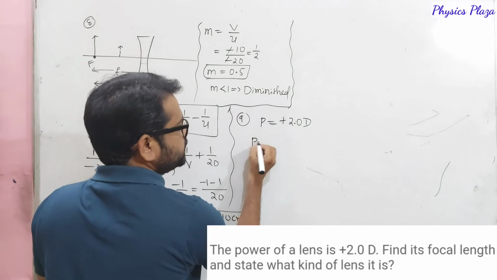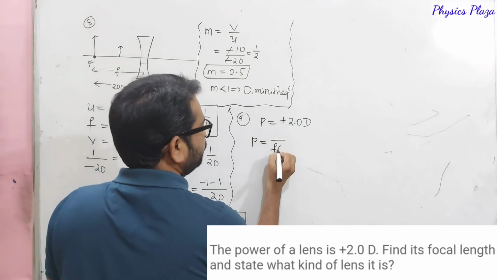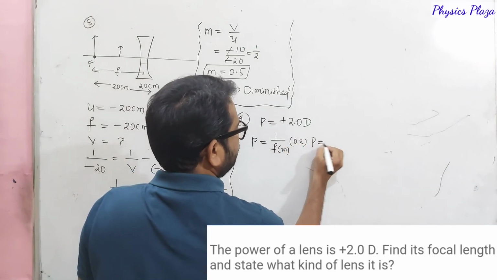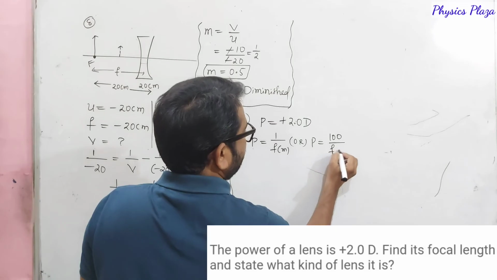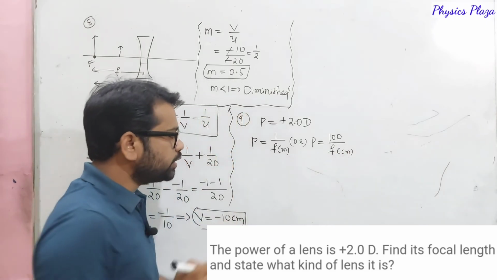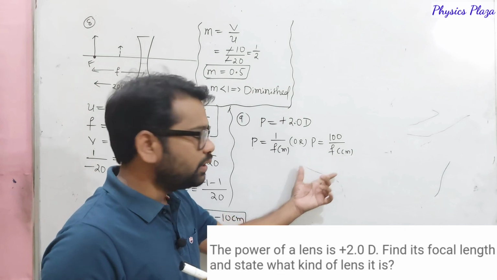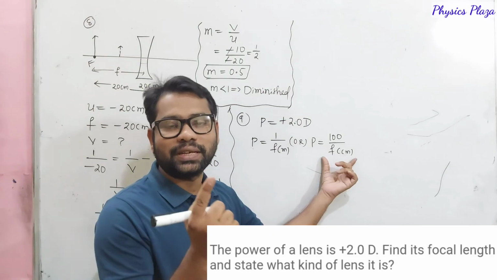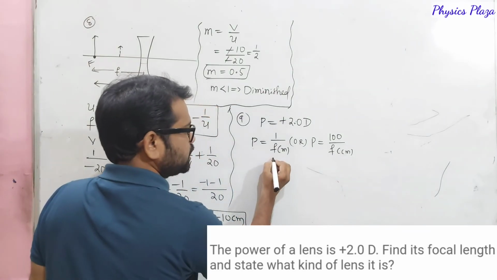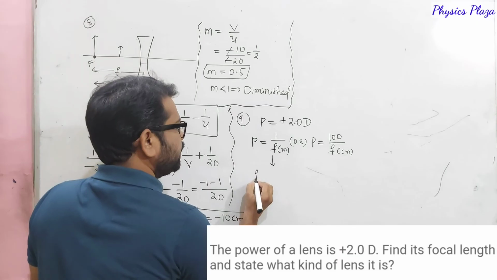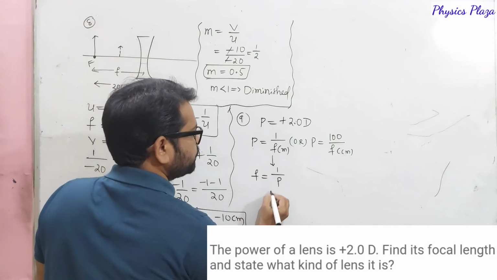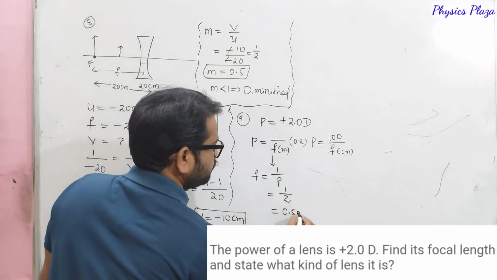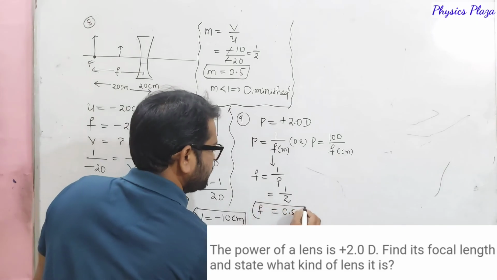What is that? P is equal to 1 by F, in meters, or P is equal to 100 by F, in centimeters. Children, either you can use this or this, but the difference is that when you use the first formula, you get focal length in meters. When you use the second formula, you get focal length in centimeters. Now let us follow this. From this, F can be written as 1 by P, and it is 1 by 2, obviously 0.5 meters.